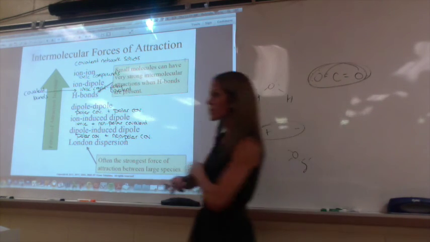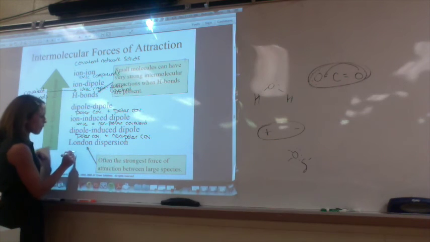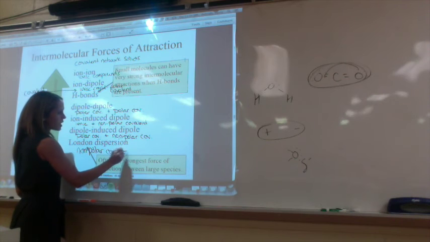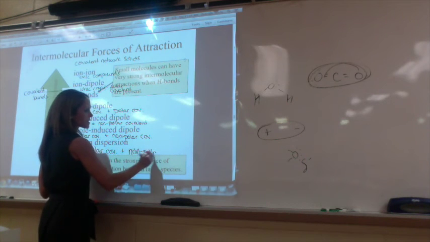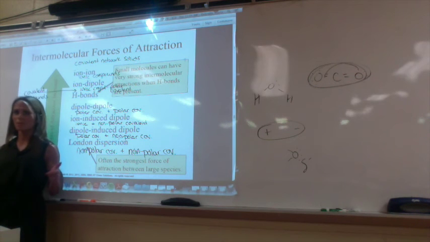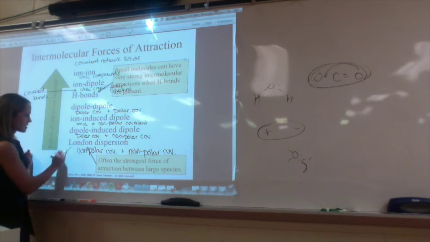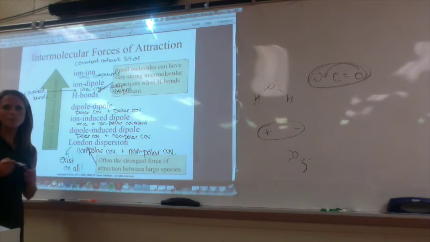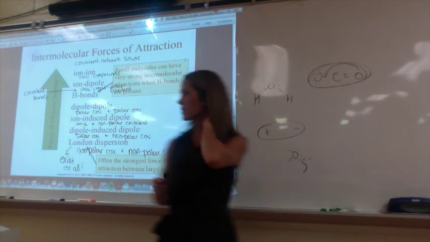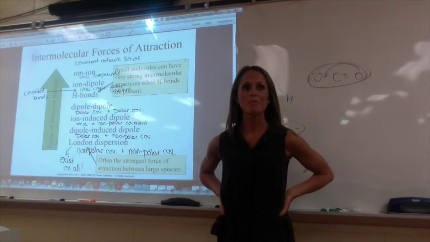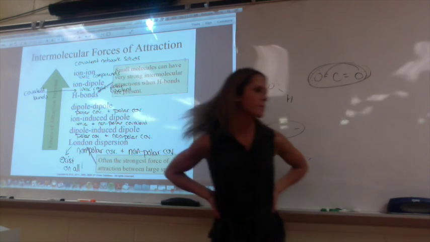And then the last one, the London dispersion, is on everything. We talked about that already. This is nonpolar covalent and nonpolar covalent, but it also exists on everything. I say nonpolar because if you have only nonpolar substances, then the only thing we can say is London dispersion forces. But this exists on all, and that's because everything has electrons, don't they? So it exists on everything. Good?